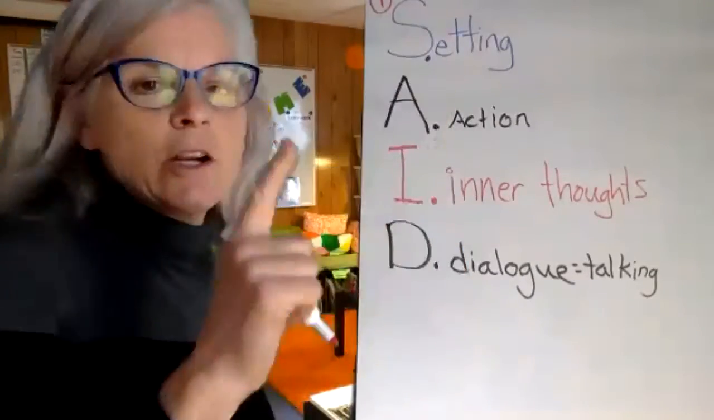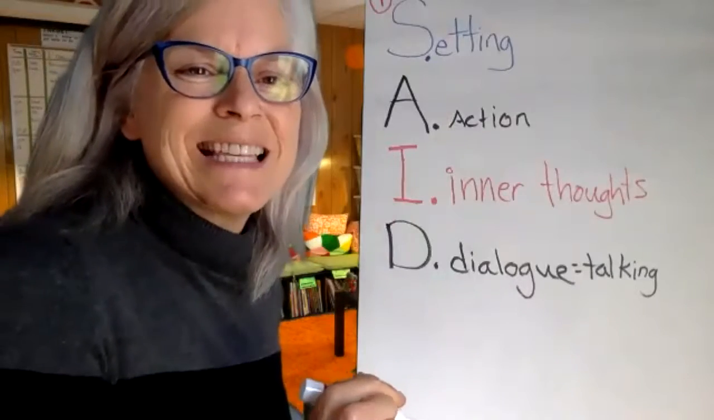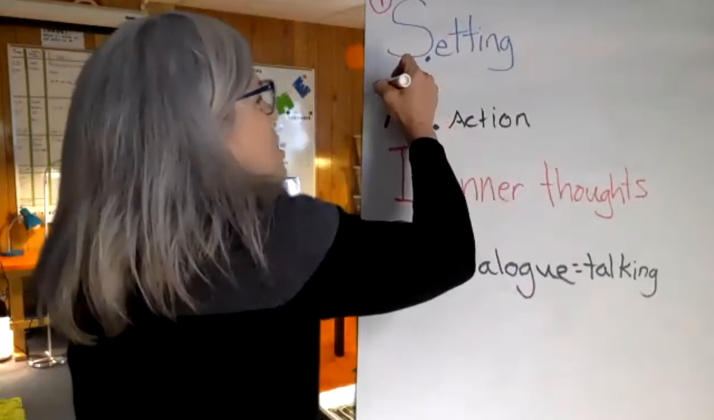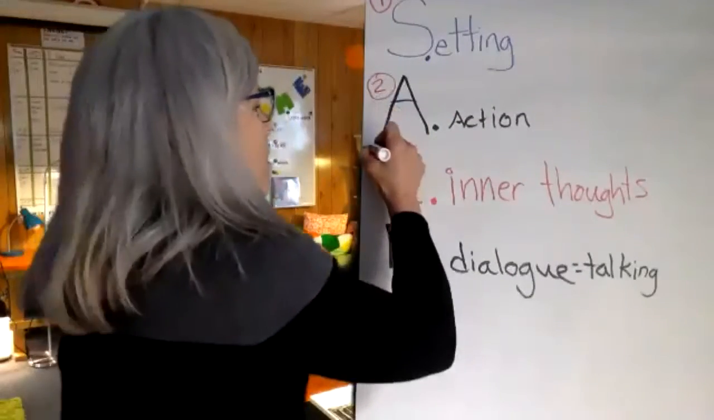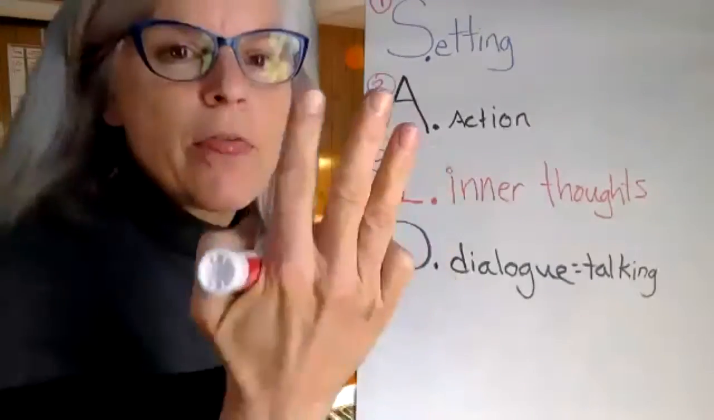If you hear setting, you're going to hold up one finger. If I say, okay, what was that sentence? And if it was a setting sentence, you're going to hold up one finger. If it was an action sentence, you're going to hold up 2 fingers, action. If you think it was an inner thought sentence, you're going to hold up 3 fingers.